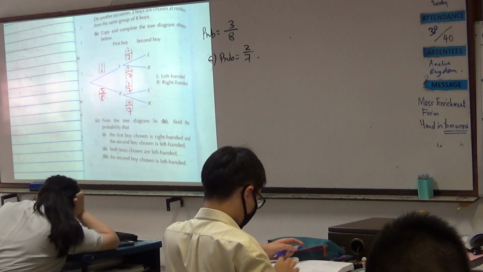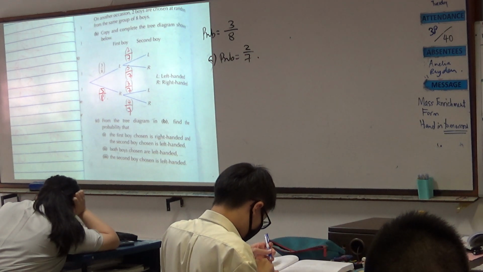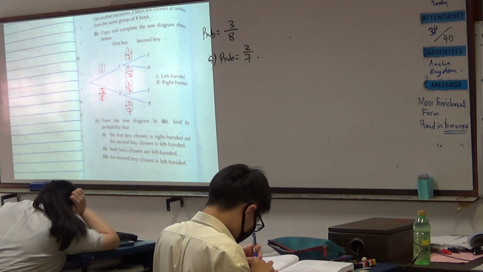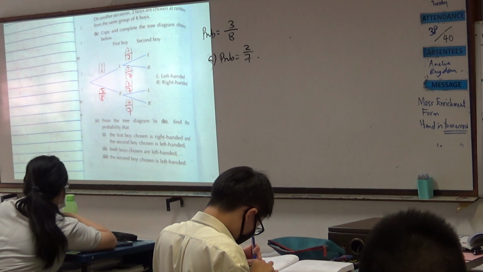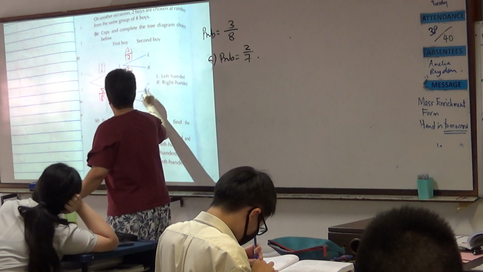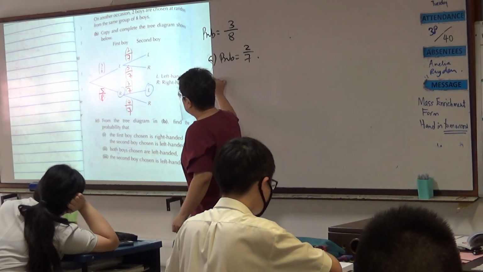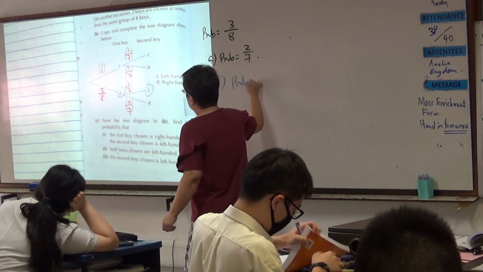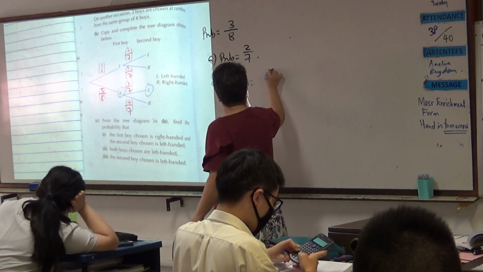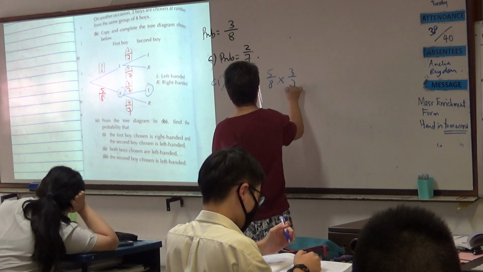Let's look at the first question of today. From the tree diagram in B, find the probability that the first boy chosen is right-handed and the second boy chosen is left-handed. So, you want a right and a left. So, C part 1. The probability is 5 over 8 times 3 over 7.